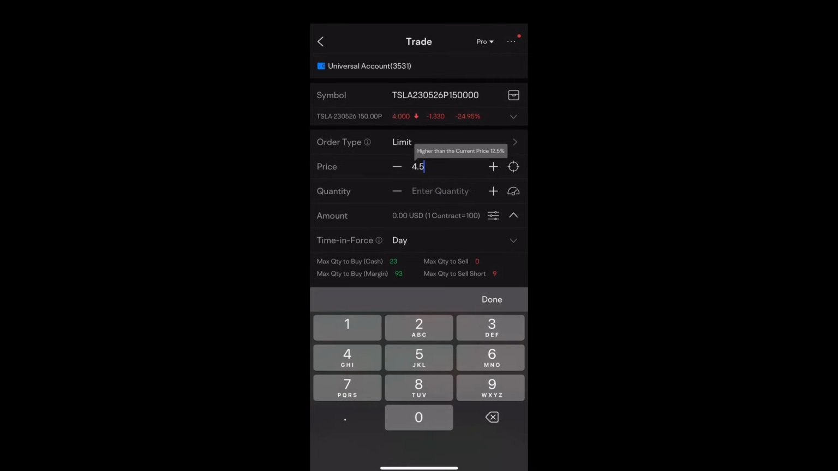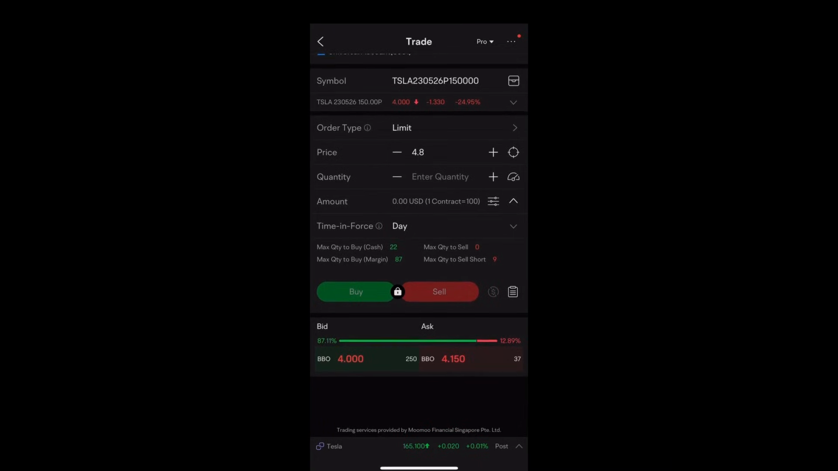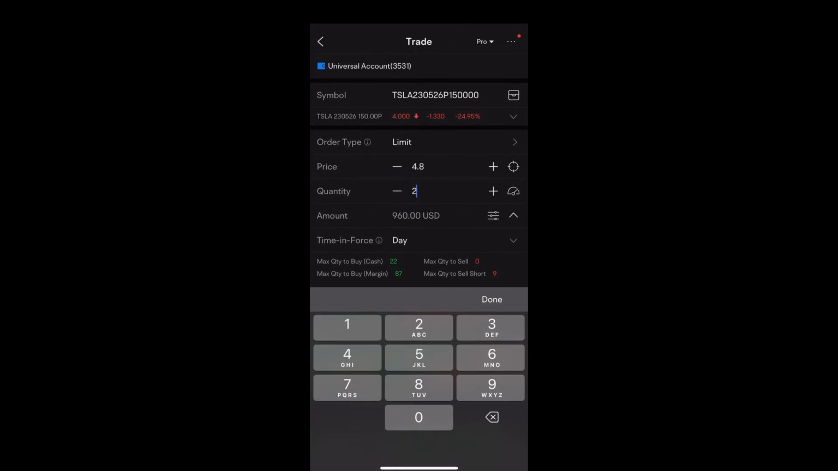So let's say you are selling this put option, you would want to have more premium, right? So feel free to jack up the price, but don't go overboard because it may not be filled. As to what is reasonable, I will leave it to you as that's not the purpose of this video. But one common tip is to use the bid-ask price as a guidance or reference.